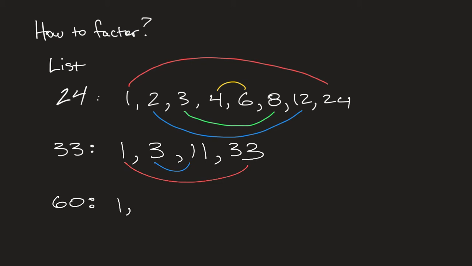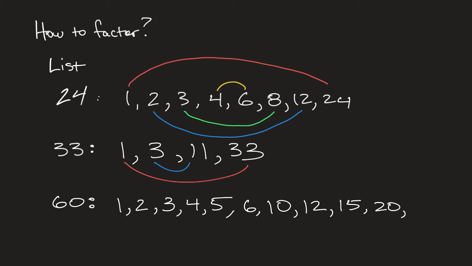I have 1 and 2, because 60 is even. I also have 3. I also have 4. I also have 5. I also have 6. Don't have 7. Do I have 8? No. 9? No, but I have 10. No 11, but 12. No 13, no 14, but I have 15. 16, no, I have 20. And then 30, and then 60.